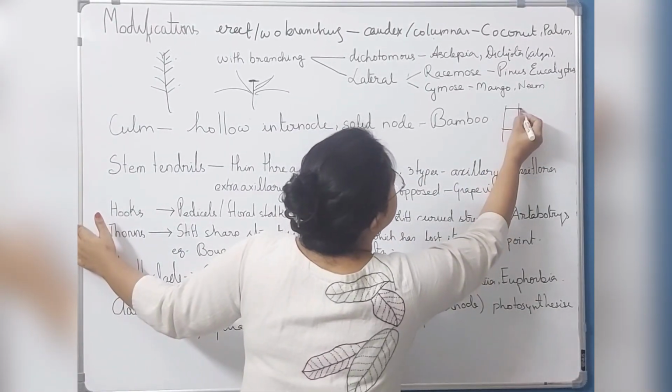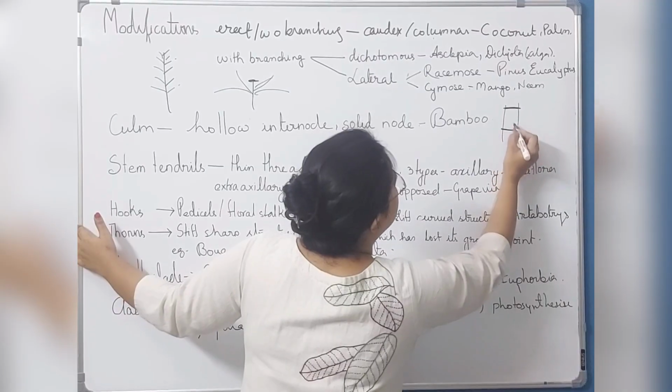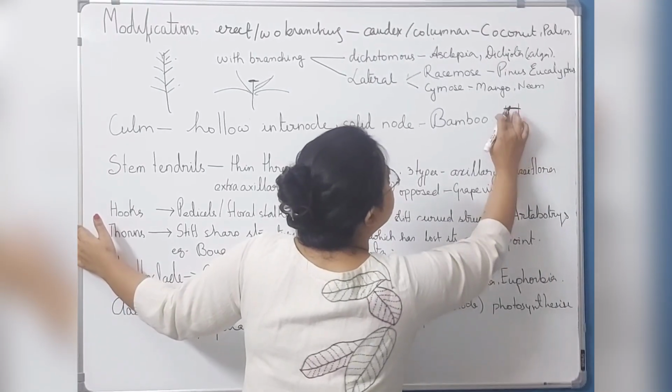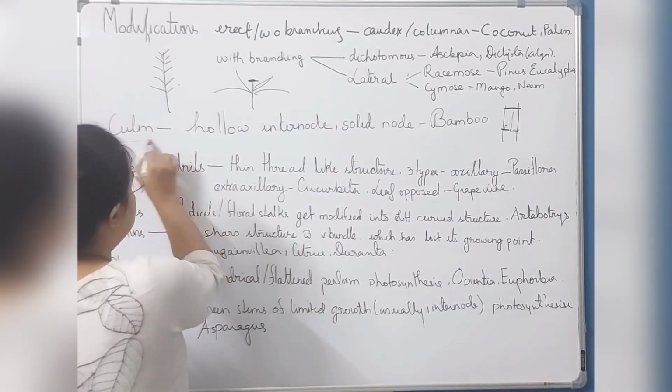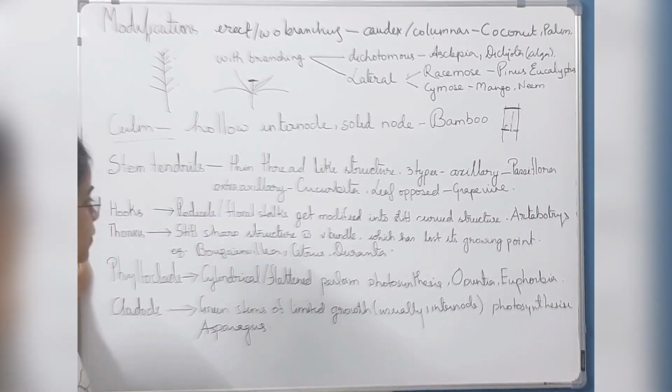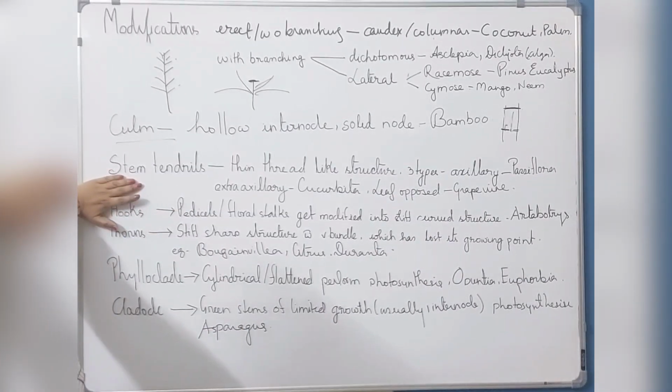Then culm. As in bamboo, the nodes are slightly swollen and solid, and the whole internode in between is hollow. Okay, this internode is hollow and nodes are solid. Such a stem is called a culm. Clear? Then let us come to stem tendrils.